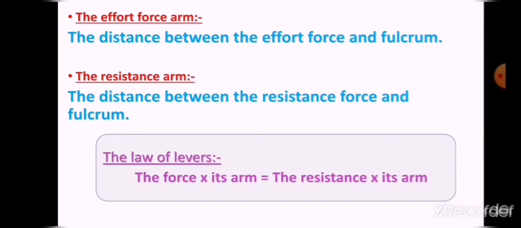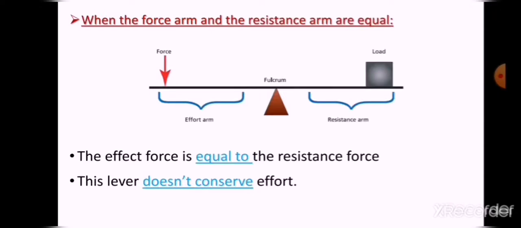You have to keep in mind the law of levers as your name. Effort force times its arm equals the resistance force times its arm. Again, effort force times its arm equals resistance force times its arm. And the effort force arm means the distance between the effort force and the fulcrum. And the resistance arm means what? The distance between the resistance force and the fulcrum. Okay?